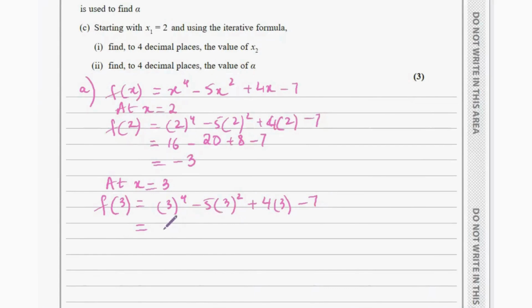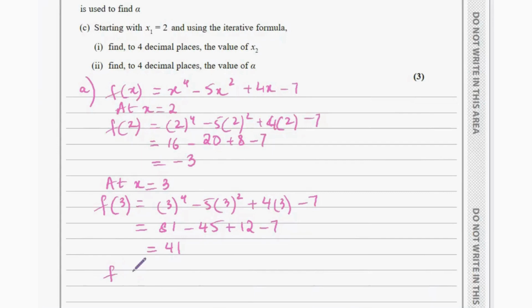So that's going to be 81 minus 45 plus 12 minus 7. That's negative 41. So at x equals 2, the function has a negative value. At x equals 3, the function has a positive value, which means in between, the graph crossed the x-axis. So since the signs are changing, there is a root between these two values.